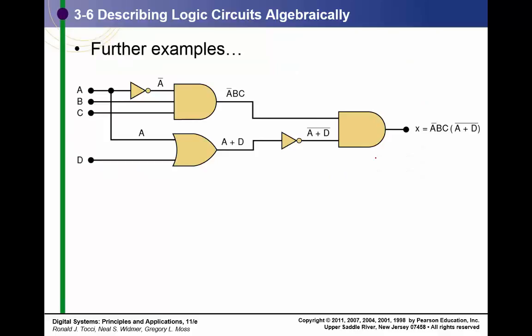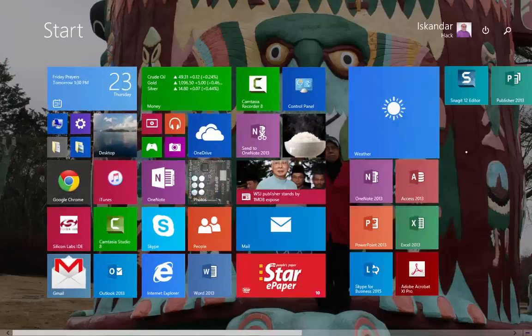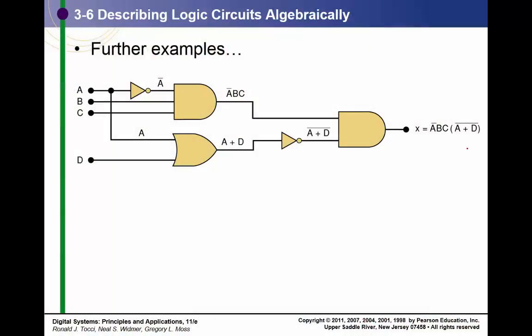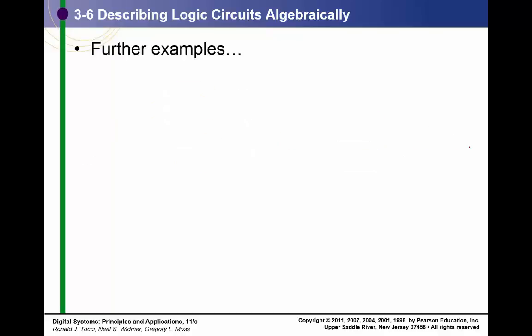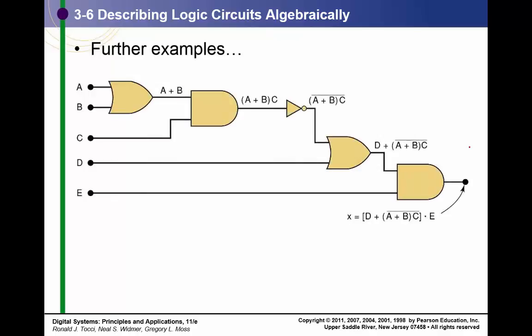This is for further examples, and as I mentioned before, I can't repeat this often enough. You will definitely see a problem like this on the final exam, where you will be given a circuit and asked to come up with the expression. Quite often that will be followed up with a follow-up question: simplify the circuit. We'll be talking about that in the next week or so. Actually, we'll be talking about that Tuesday when you get back.